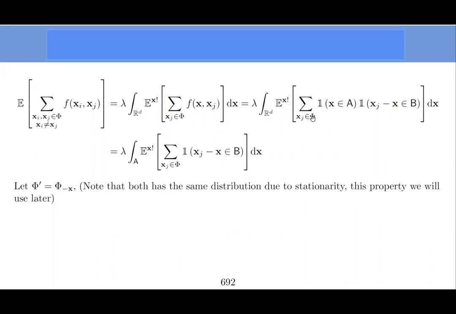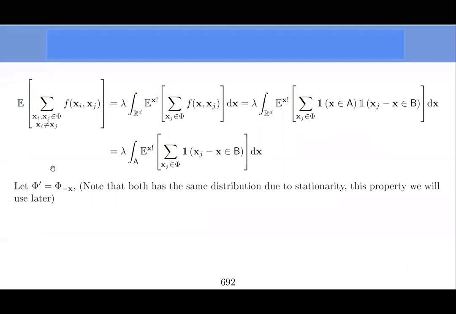Okay, now in this summation I am integrating on a whole set, but there is an indicator x belongs to A. So this is just an integration over A. I can take this integration, which is one only in the set A, so this integration will be on only A, and I will get rid of the indicator. Now note that this is a stationary point process, so shifting does not change the distribution.